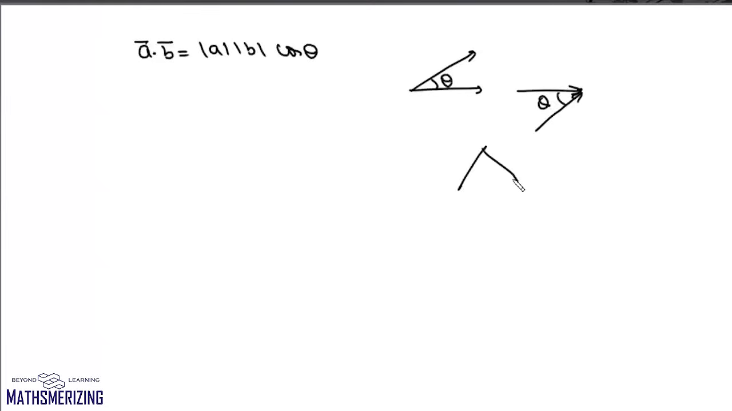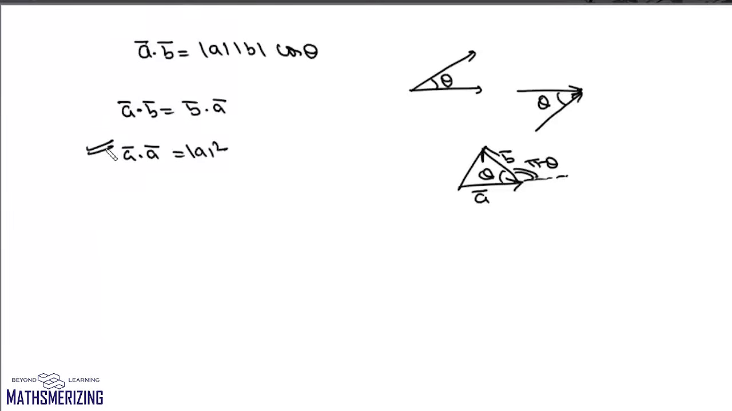If we have this triangle and suppose this is A and this is B, then the angle between them is not theta. The angle between them is the angle between their tails, so it will be pi minus theta and not theta. And there are certain properties: we already know A dot B is equal to B dot A. A dot A is mod of A square, and we use this property in reverse.